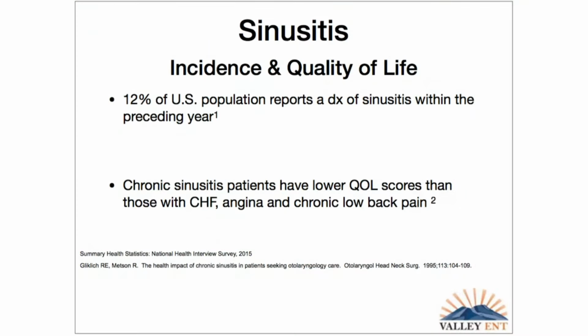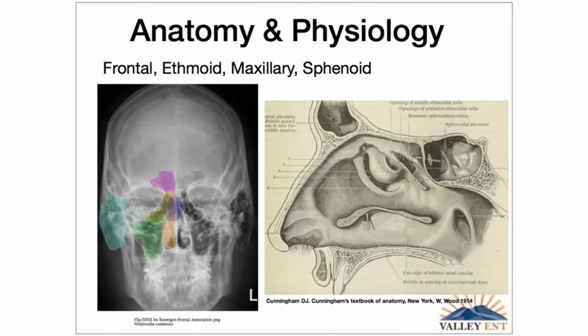So sinusitis touches all of us. 1 in 8 adults will get sinusitis within the year. And chronic sinusitis patients actually have lower quality of life scores than patients with CHF, angina, and chronic low back pain. Just a quick anatomy and physiology review.